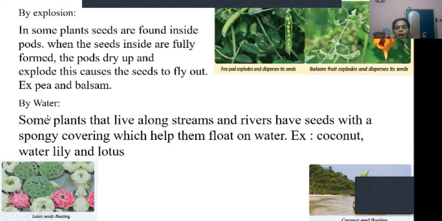And the next way is how the seeds of some plants move with the help of water. Some plants that live along streams and rivers have seeds with a spongy covering, which helps them float on water. Examples are coconut, water lily and lotus.